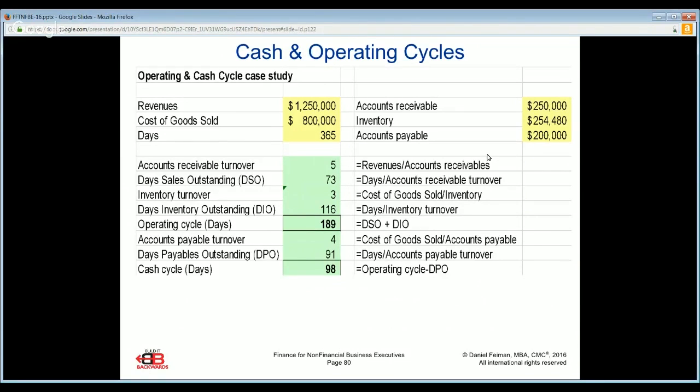Operating cycle of 189, cash cycle of 98. 2 critical items for us to determine whether that's good enough or not. The same thing with our days sales outstanding, days inventory outstanding, days payable outstanding. So in this simple model, you have 5 key numbers that you can use to determine if an organization is liquid enough, if they're managing their working capital assets appropriately for the industry, for the timing, for the cycle.